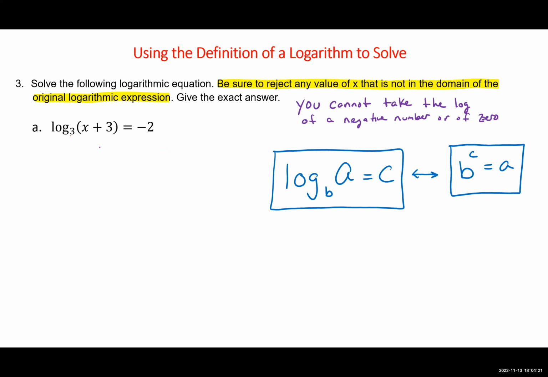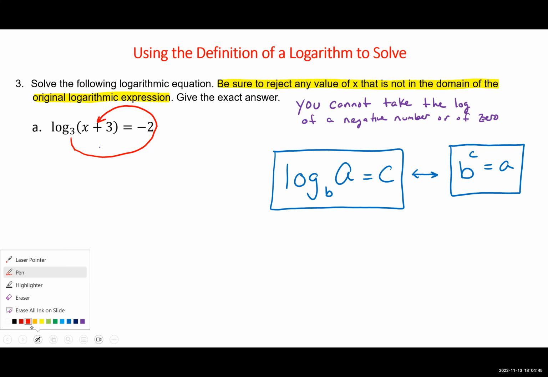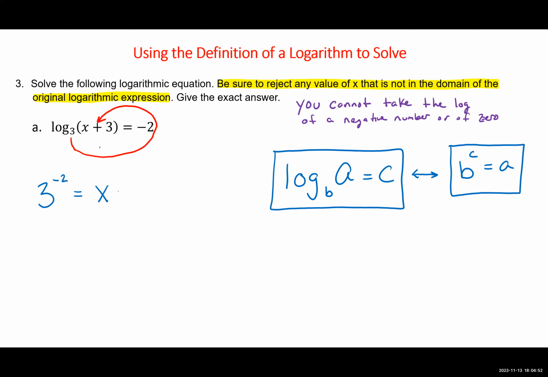I like to sort of visualize this as the scorpion tail. That's the method I like, right? Scorpion tail. So start with the base, the 3. The 3 raised to the power of -2 is equal to x plus 3. All right, 3 to the power of -2 is equal to x plus 3.